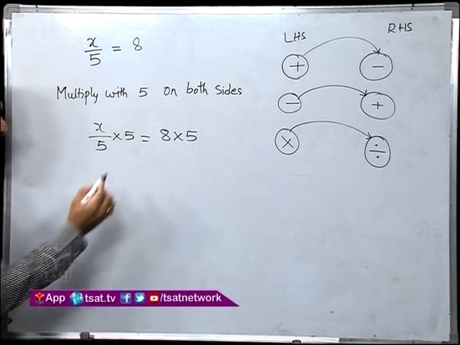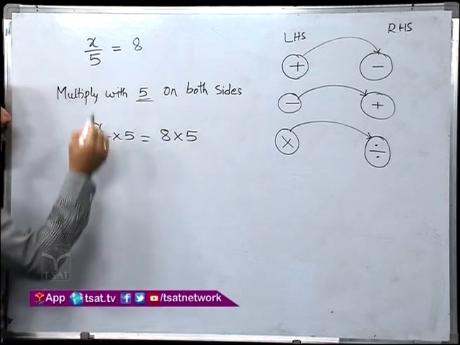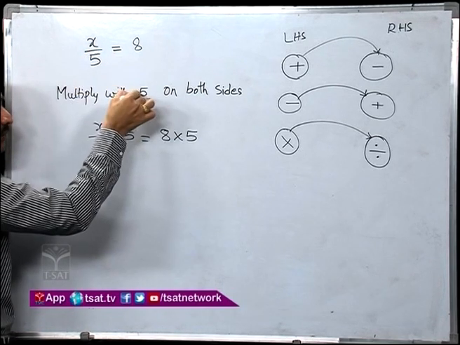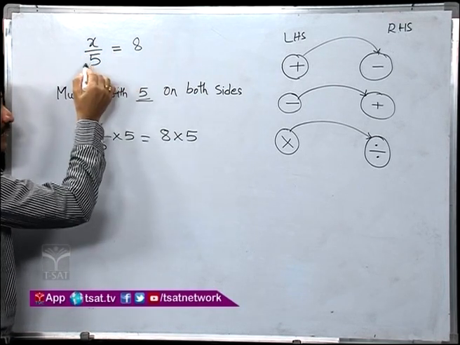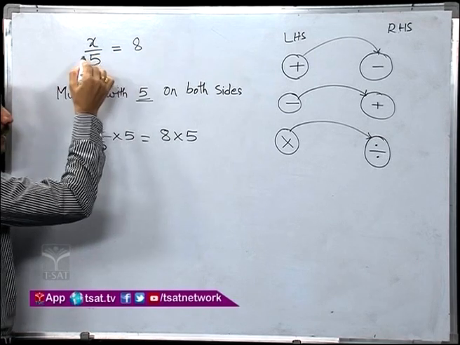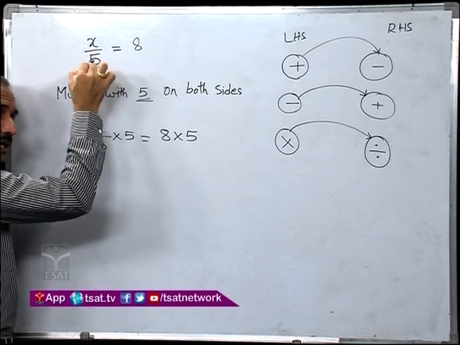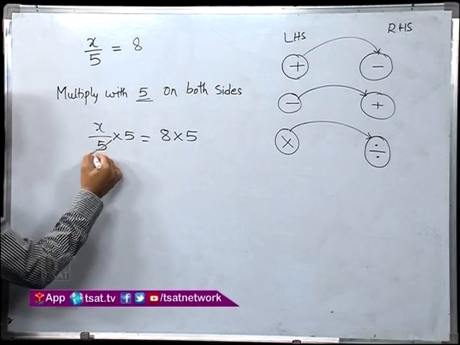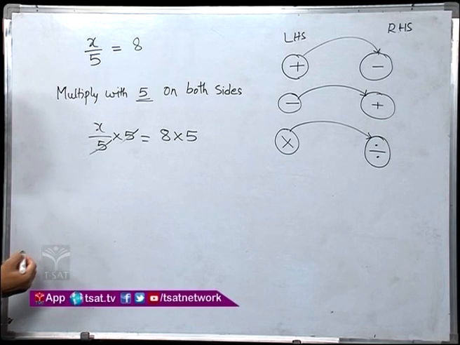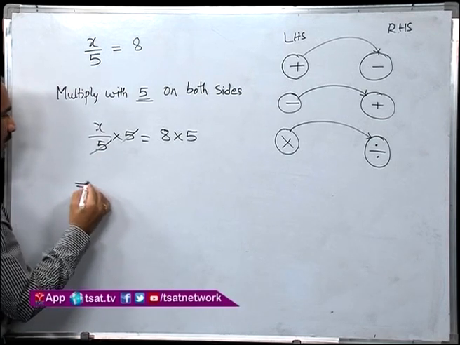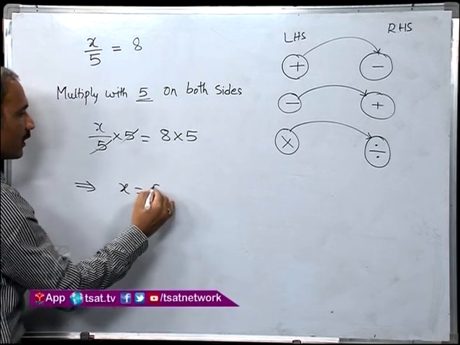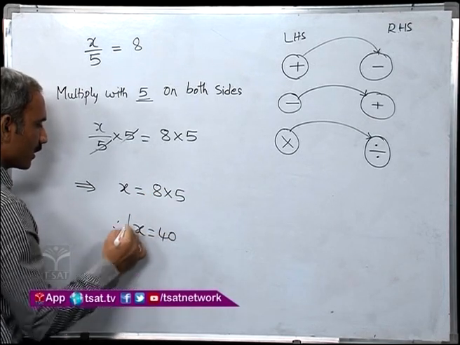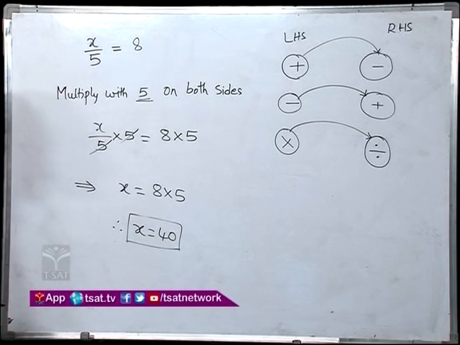Is it clear why I am multiplying with only 5? Because I want to remove this denominator. Here 5 is there, therefore I am multiplying with 5. If there is 10, then you have to multiply with 10. If there is minus 3 in the denominator, you have to multiply with minus 3. Right. Now, 5 goes one time on both numerator and denominator, there you will get x is equal to 8 into 5. Therefore, x is equal to 40. This is the solution of the equation.